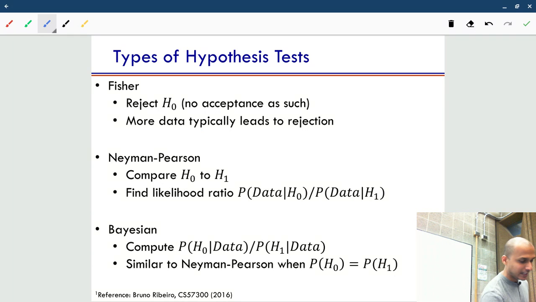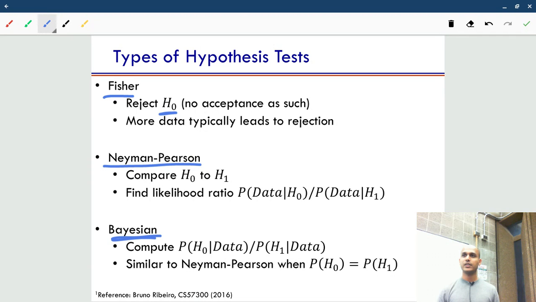There are different types of hypothesis tests based on different schools. For example, in Fisher's approach, you would have a null hypothesis H naught, and you would try to reject the null or not reject the null. Okay, that's all you can do. You cannot just accept the alternate. Okay, so that's not the word. You're not going to accept an alternative because of some statistic.